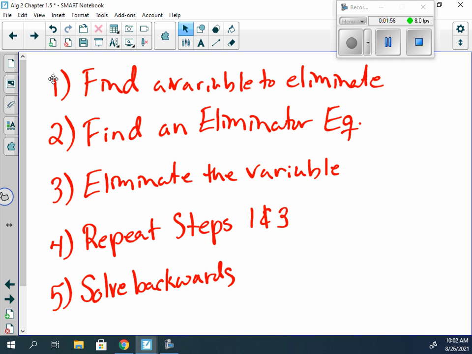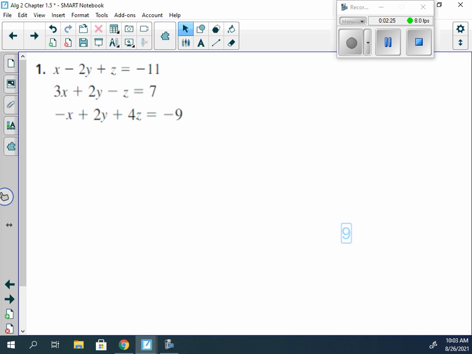So we want to find a variable to eliminate. Find an eliminator equation, an equation to use to eliminate that variable. Eliminate the variable and then repeat steps 1 and 3. Because we saw yesterday, once we use the eliminator equation for the first one, we don't need it again. We don't need to find another one because we can just use the two equations that we get after step 3. And then we solve backwards. These are the 5 main steps that we use to solve these 3 variable systems of equations.